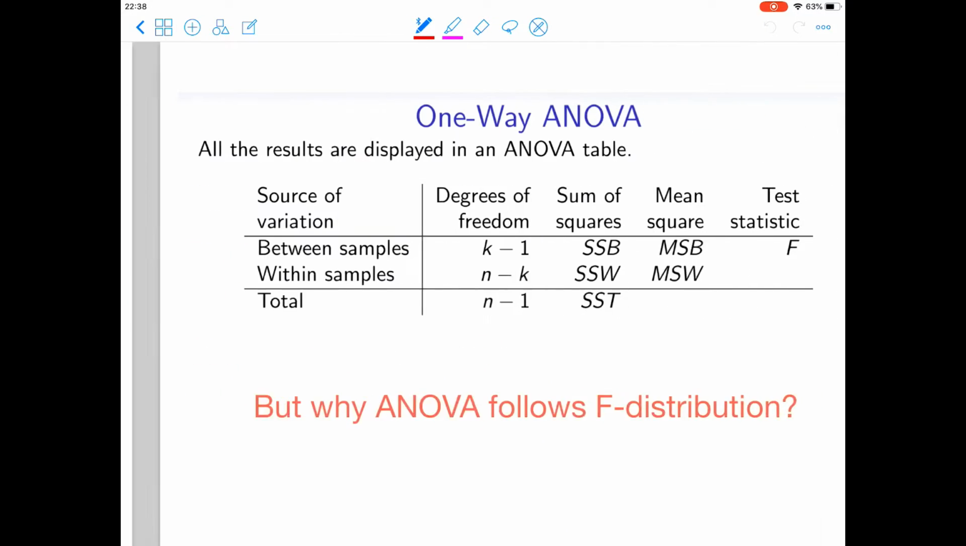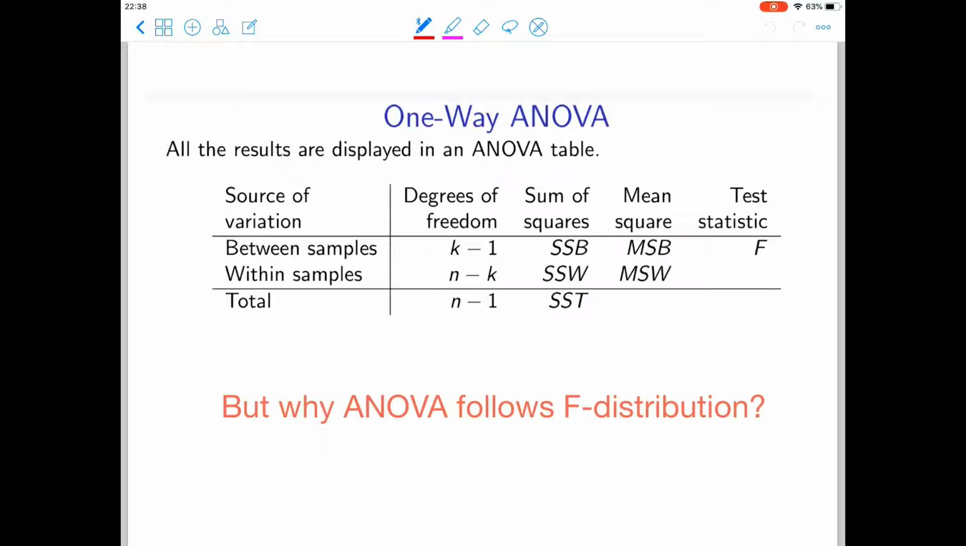So we can easily build up the one-way ANOVA by calculation or by the Excel files, but we may not consider why ANOVA follows the F distribution. In the following video, we would like to introduce the reasons here. First of all, let's have a brief introduction with you.